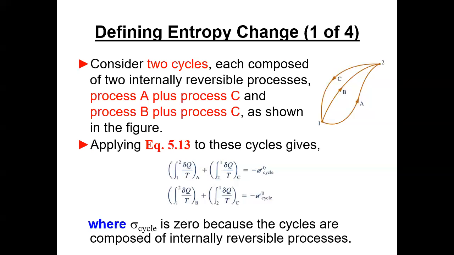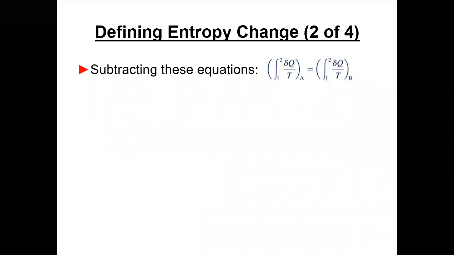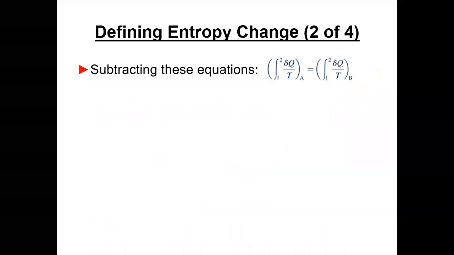Well, you see the integral from 2 to 1 by path C, you've got a plus version and a minus version, so they cancel. So you've got the integral from 1 to 2 of delta Q over T by A minus the integral 1 to 2 of delta Q over T by B, and then you move that term to the other side of the equation, so it makes it positive, and you get this, okay? Pretty simple.